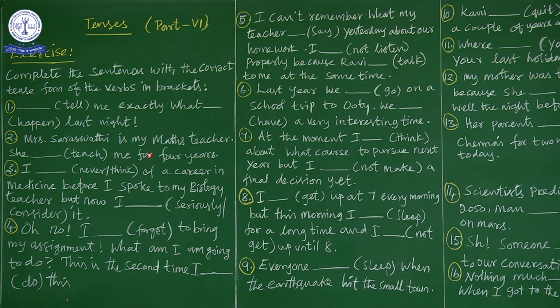The keyword is for. Now in the first sentence, Mrs. Saraswati is my math teacher. Since they use is, it is a present tense. So we can easily find out it is a simple present tense.